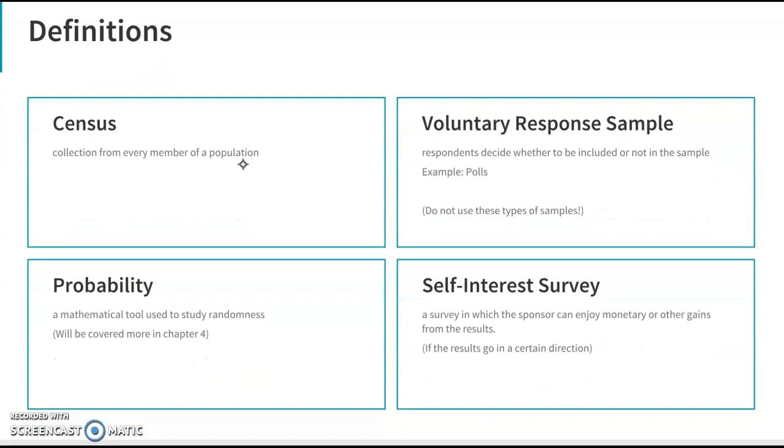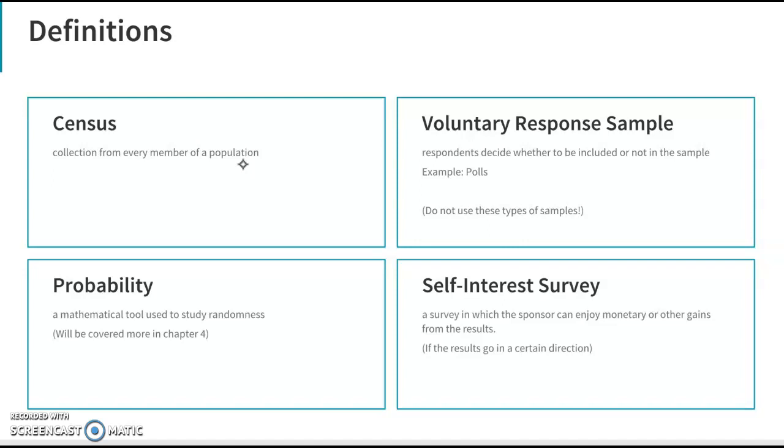Okay, a census is a collection from every member of a population. So if the population that you're looking at is not too big and you are able to get data from every single person in that population, once you do that, that's called a census.